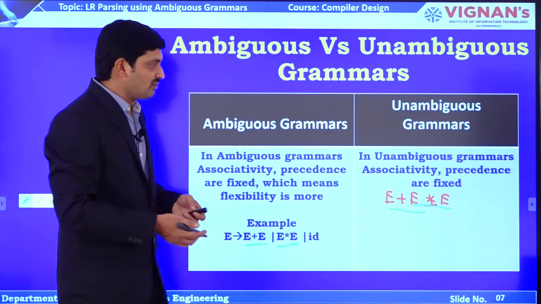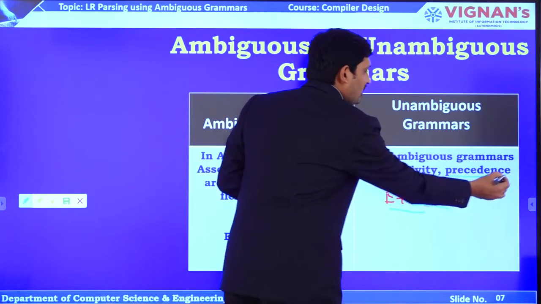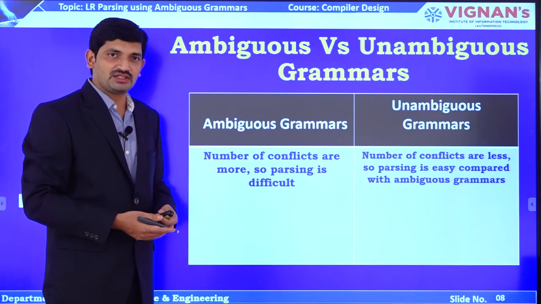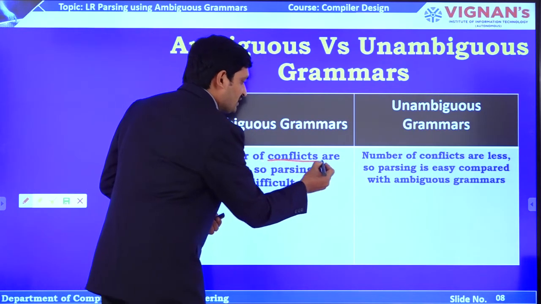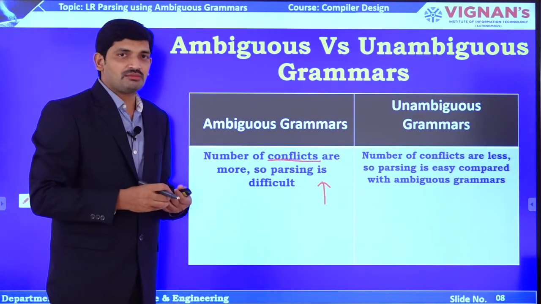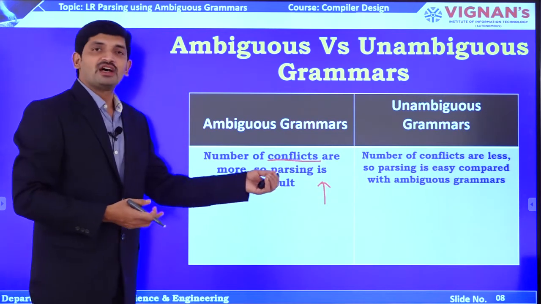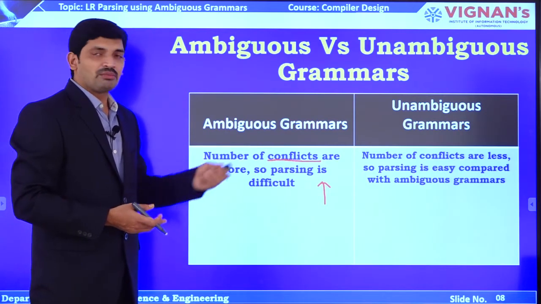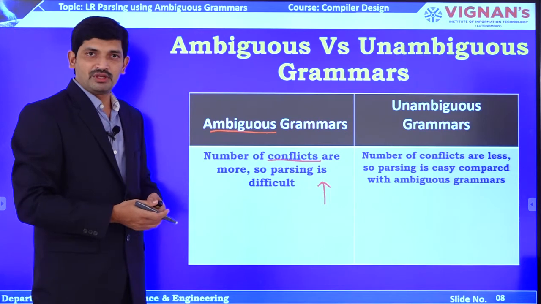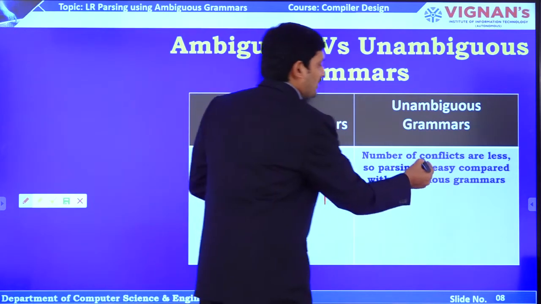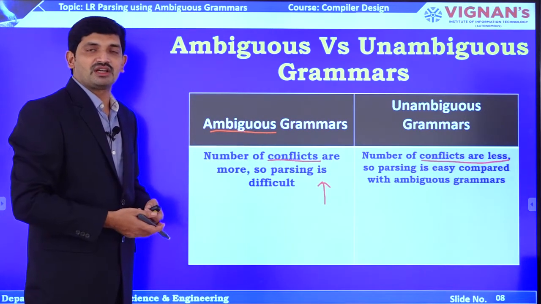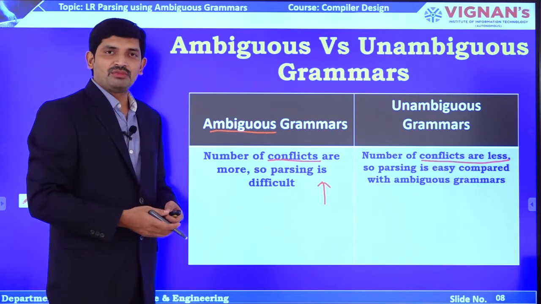But in the unambiguous grammar, the associativity and precedence are fixed. While parsing this ambiguous grammar on the LR parsers, definitely the number of conflicts is more. So what are the two types of conflicts? SR conflict and RR conflict. SR means shift-reduce conflict, RR means reduce-reduce conflict. So the number of conflicts is more in ambiguous grammars when compared with unambiguous grammars. In unambiguous grammars, the number of conflicts is less. So the parsing of unambiguous grammars is very easy compared to ambiguous grammars.